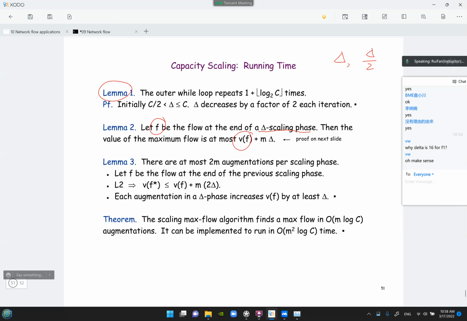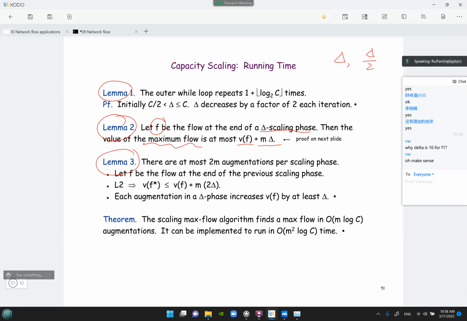Sorry. Okay, so lemma 2. Lemma 2 says that in this current delta phase, you found some flow f. Eventually you want to find the maximum flow, and the claim is that the maximum flow cannot be much larger than the current flow that you have, which is v of f. In fact, the maximum flow can be at most the current flow plus m times delta. That's the claim. We're going to prove this on the next page.